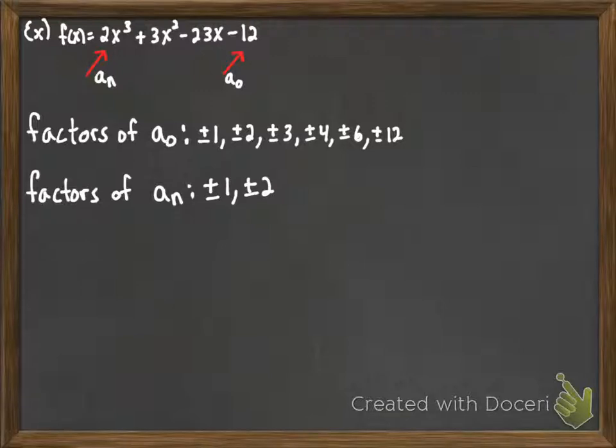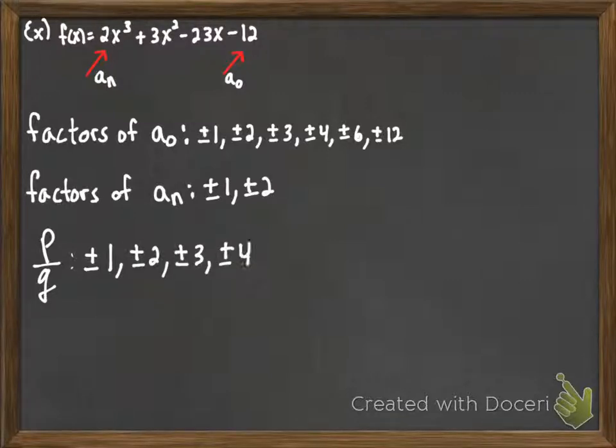Fortunately for us, there's not too many of them. We then look at all the possibilities, taking every one from the list of a0 and dividing by every one from the list of a sub n. So first, you take every one of those a sub 0s and divide it by plus or minus 1. That would give you plus or minus 1, plus or minus 2, plus or minus 3, plus or minus 4, plus or minus 6, plus or minus 12. Okay, then we take each one of those and divide it by 2.